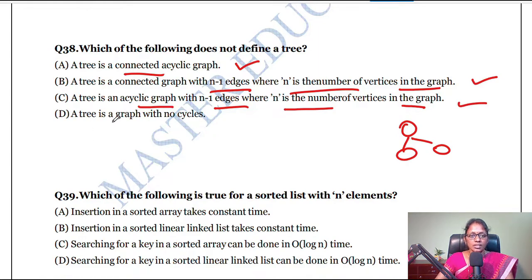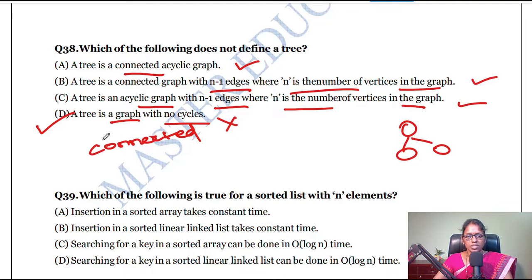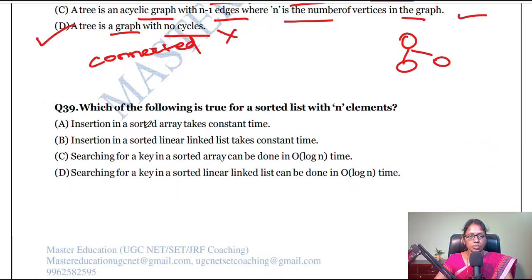A tree is a graph with no cycles. Here there is no cycle, but they didn't say connected graph. In a pseudograph, graph means you have many forms, right? A tree should always be mentioned as a connected graph. So this is the wrong definition. You have to always say that a tree is a connected graph with no cycles. No cycle is also called an acyclic graph, but here the word is only connected.